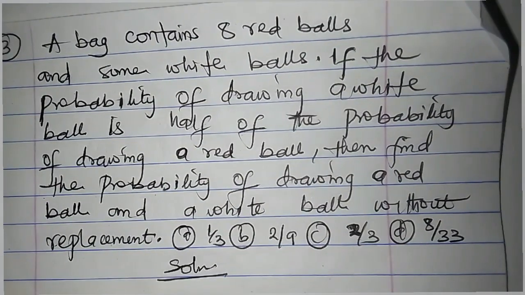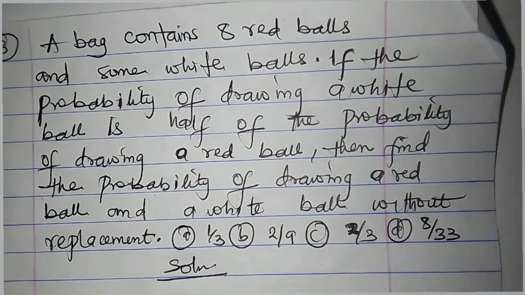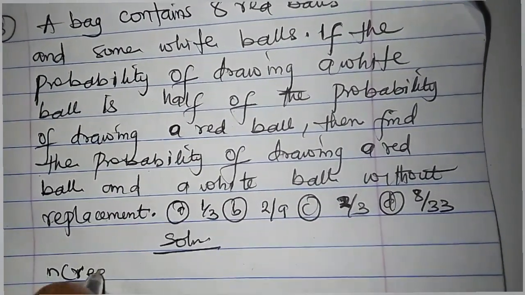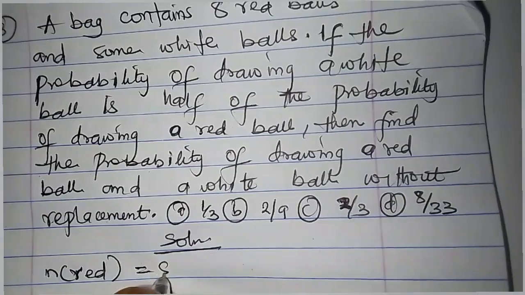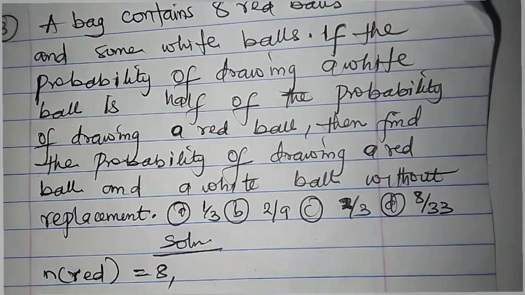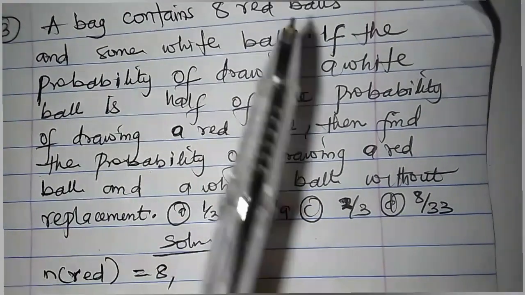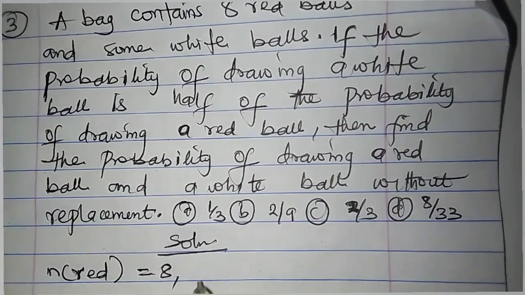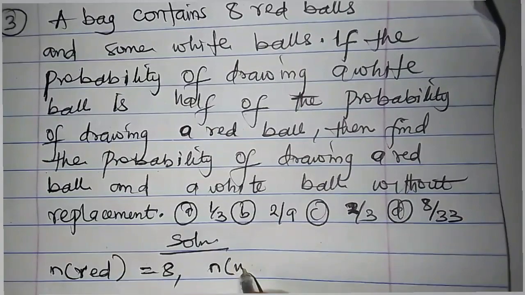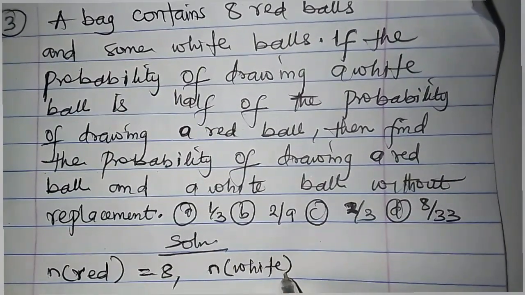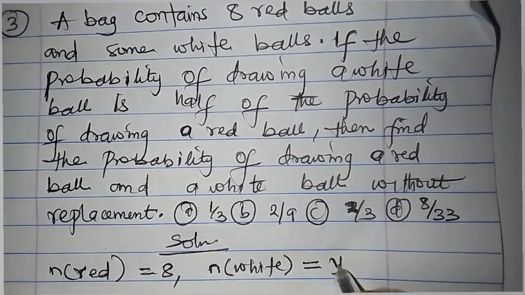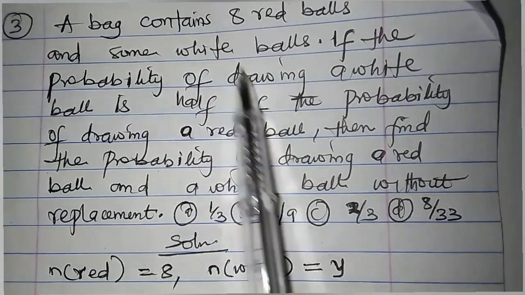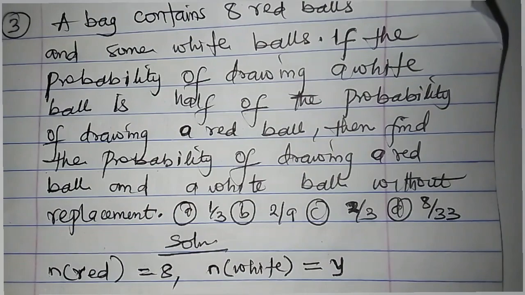The question says there are 8 red balls. So number of red balls is equal to what? 8. And some white balls, some. That means the number of white balls here is not disclosed. So number of white, let's represent it with y. Since the question didn't tell us the exact number of white balls, let's take it to be y.